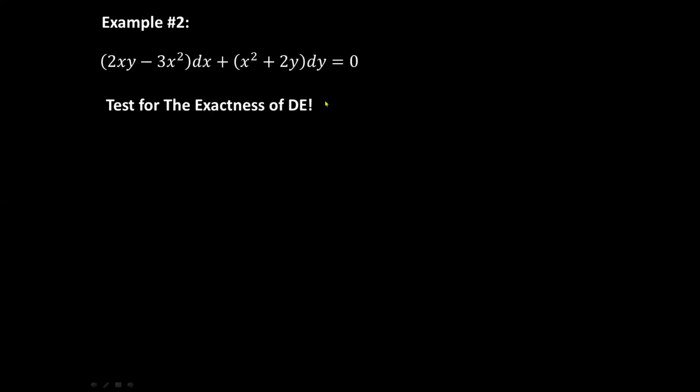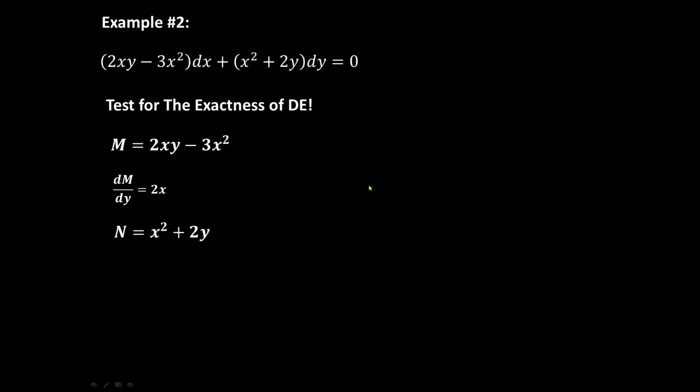So for the solution proper, we have to test for the exactness of the DE first. What do you think is the value of M in this given number 2? If you are really listening. What is the value of M? 2xy minus 3x squared. How about the N? x squared plus 2y. So let us start. First, M is equal to 2xy minus 3x squared. And then we calculate dM over dy, and what we got is 2x. Correct? Is my derivative correct? Yes, sir. Because 3x squared is considered as a constant. Since we are working with respect to y, 3x squared will be equal to 0, but for 2xy, its derivative with respect to y is 2x.